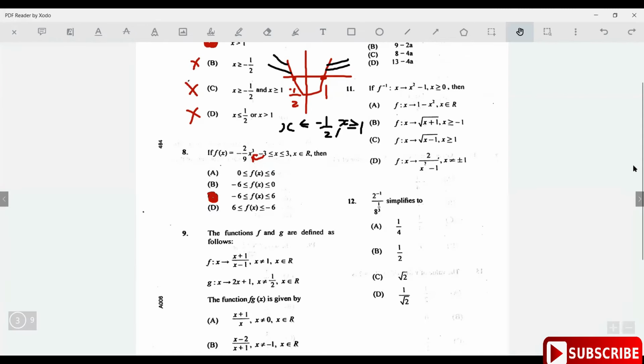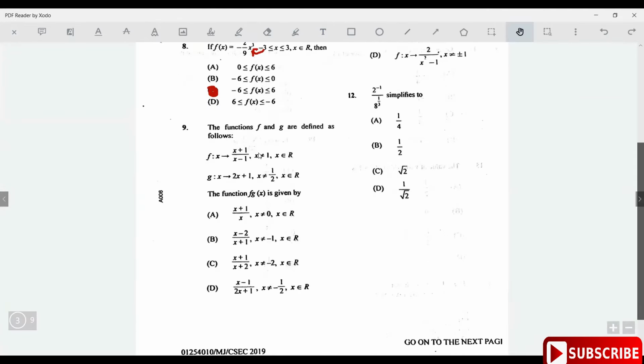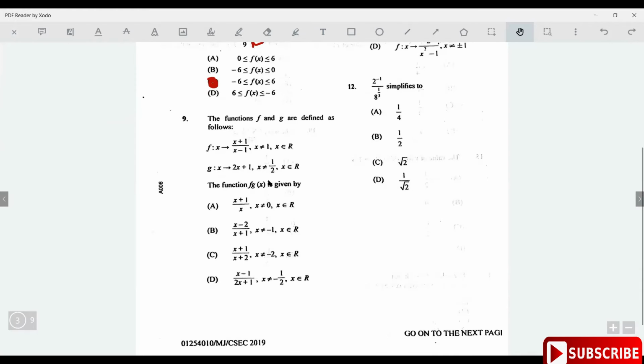Easy. It says now right here, f of x is x plus 1 over x minus 1. G of x is 2x plus 1. Find fg of x. To find fg of x, you're going to plug in g of x into f. So it's going to be 2x plus 1 divided by 2x plus 1 minus 1. Nice and easy. So this is what we're getting.